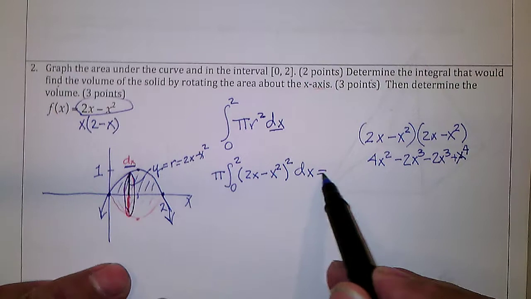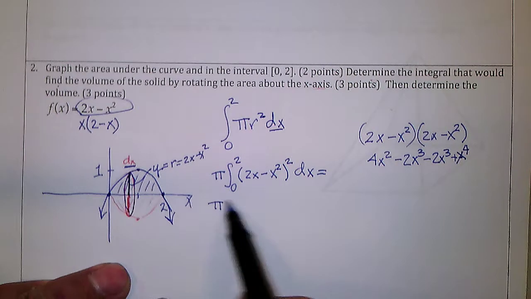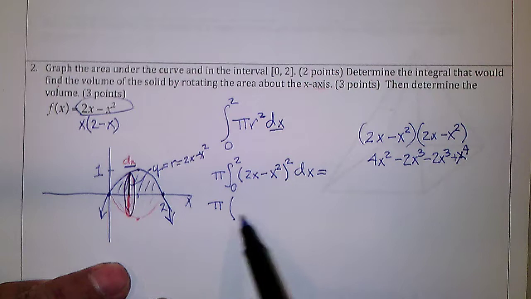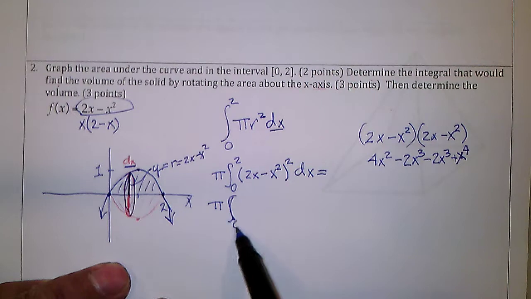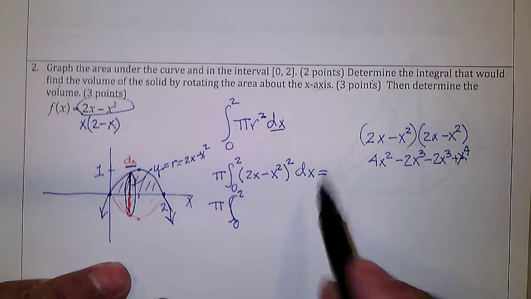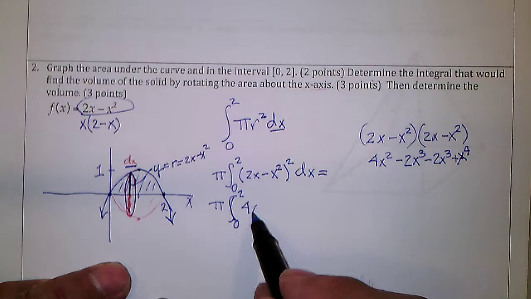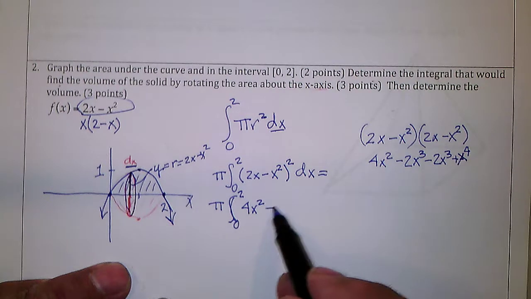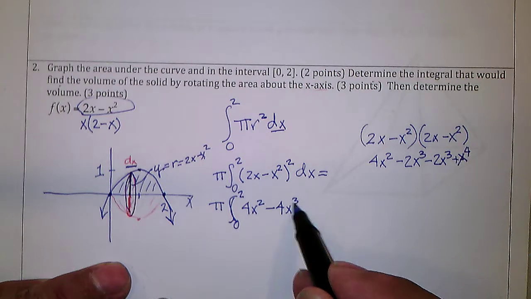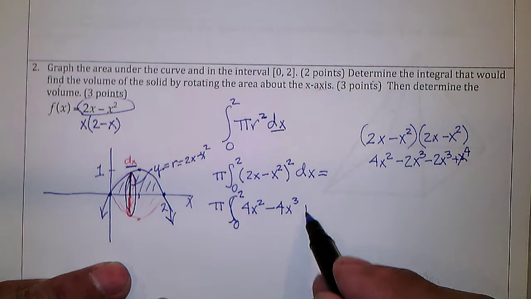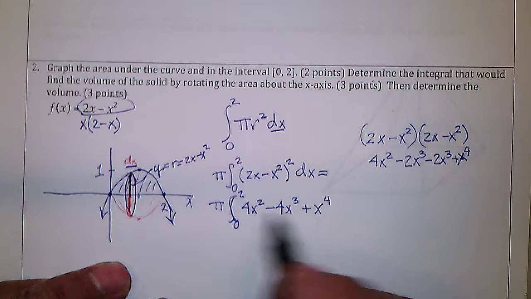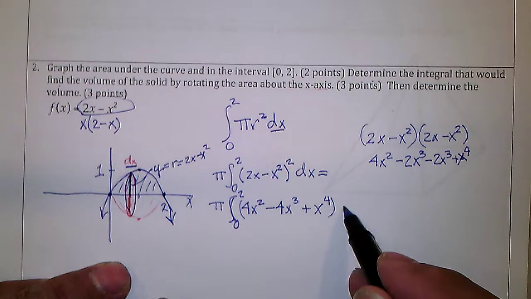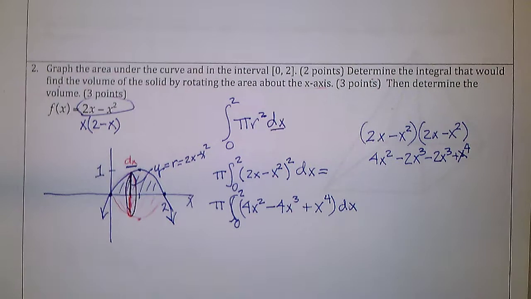So my integral would change to pi times the integral from 0 to 2 of 4x squared minus 4x to the third plus x to the fourth dx.